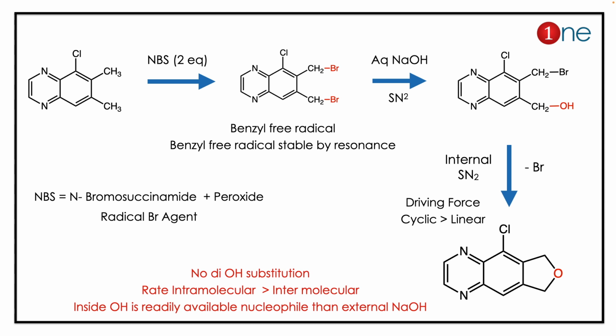Here you may ask the question why there is no di-OH substitution, dibromine to di-OH, because the rate of intramolecular reaction is greater than intermolecular. The inside OH is readily available. It attacks, it forms the final product. Here the concept you have to learn is N-bromosuccinimide in peroxide. It produces radical bromine agent.